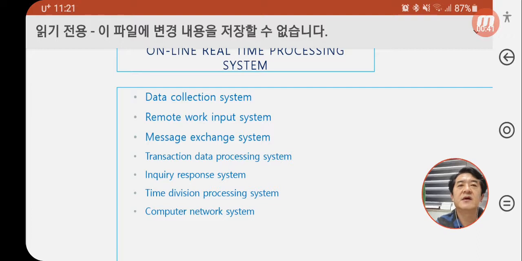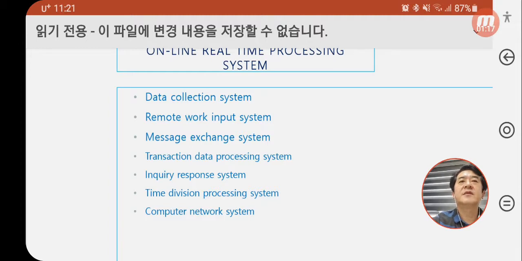First, data collection system. For example, meter reading of water, electricity, and gas consumption at remote locations, and collection of data such as inventory management and payroll management. Remote work input system is the simultaneous transmission of data and programs from remote locations to a central computer.